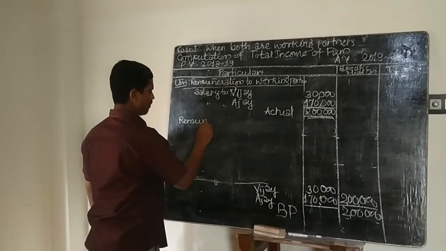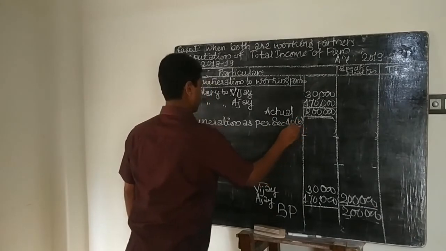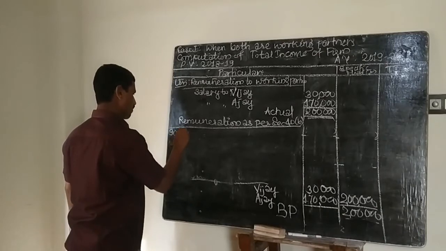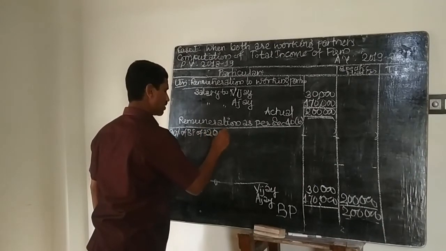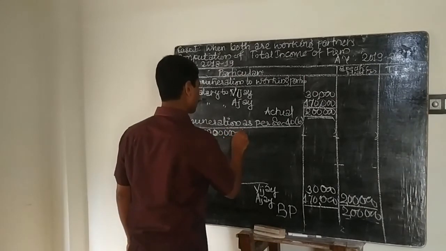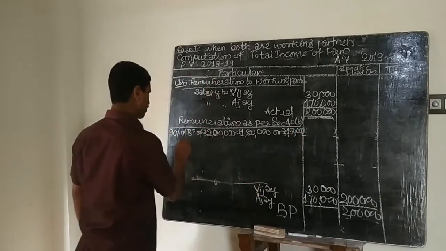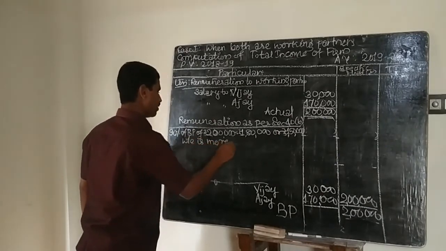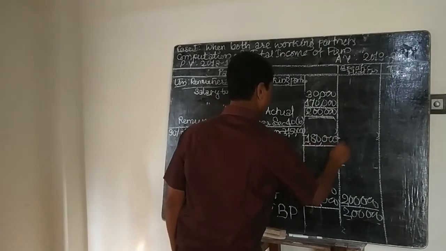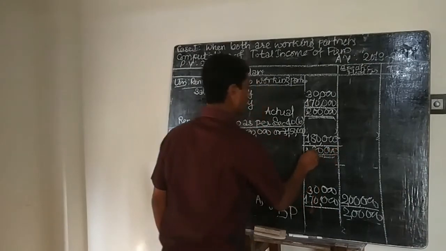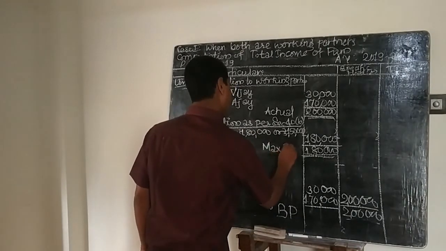Then remuneration as per section 40B. So 90% of book profit of rupees 2 lakhs here comes to rupees 1,80,000, or rupees 1,50,000, whichever is more or higher, so that you get rupees 1,80,000. This is what we arrive at here: the maximum remuneration allowed as per section 40B.